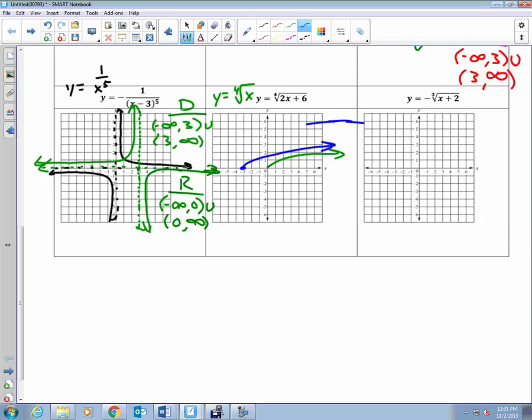What's the domain? Negative 3 to infinity. What's the range? 0 to infinity. You guys are so smart. What do you plug into x to get 0? So I solve 2x plus 6 is equal to 0. Okay, we're going to skip that one.